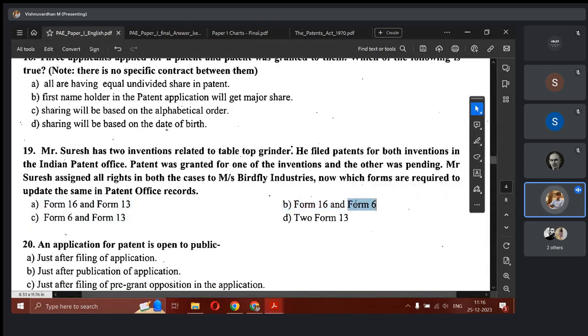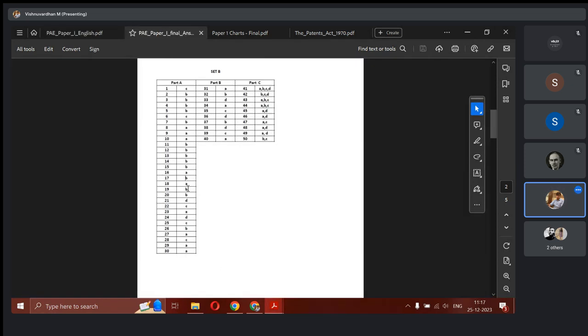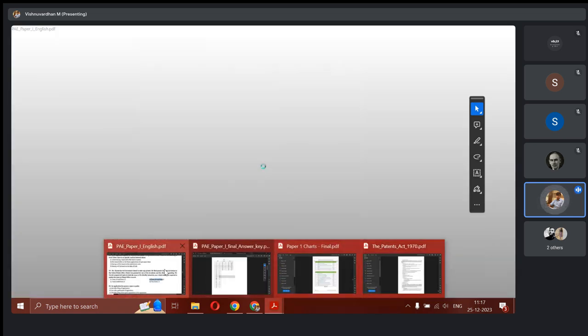So like I told you, form number 6 is substitution of the name of the applicant, right? Instead of my name, Uttam's name has to come. And form number 16 is registration of rights, titles, and interests of the patent in the patent office registry. Okay, is the answer B for 19? 19 is B. I'm a genius. Cool. So answer is B only.